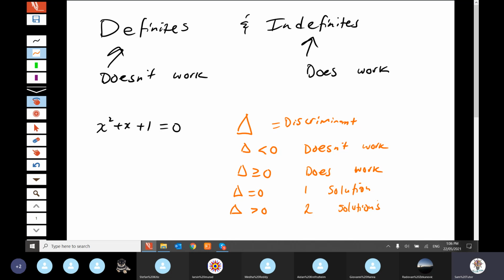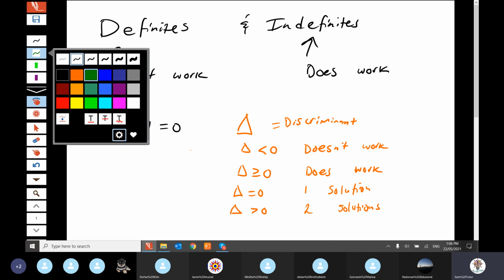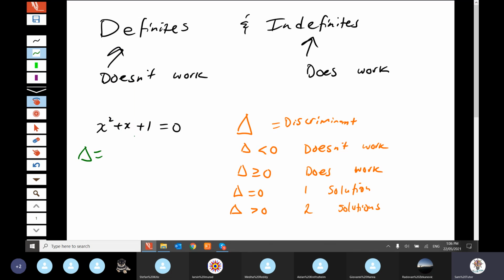So with this question here, x squared plus x plus 1, what's the discriminant? Well, b squared minus 4 times a times c. I get -3. So this one here will definitely not work because it's less than 0. So can you ever solve x squared plus x plus 1? No. Does that make sense?